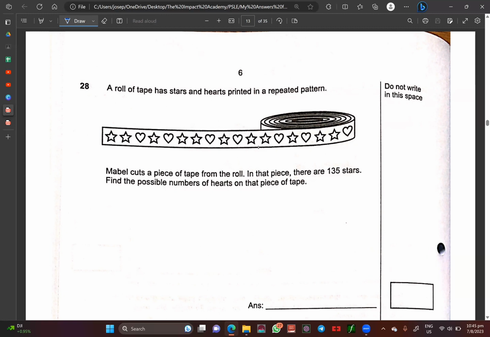So we know that star, star, heart, star, heart is actually my one group. You can write this out: in one group, there are 3 stars and 2 hearts. They tell us that in that full piece that she has cut out, there are 135 stars. So what we want to do is first find the number of groups. With the stars, we can find the number of groups. If one group has 3 stars, then how many groups would there be if I have 135 stars?